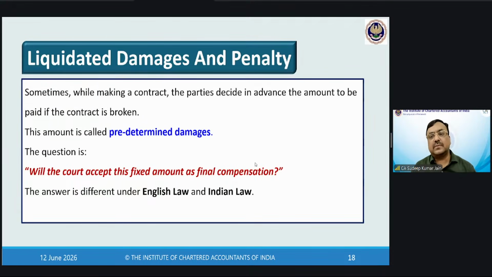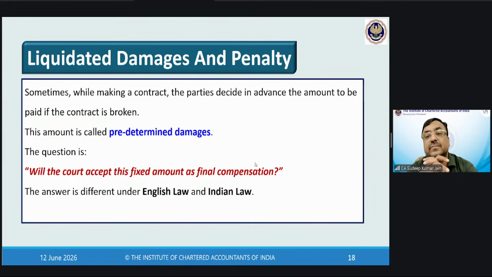Before the break, we were discussing prefix damages, the damages decided at the time of contract. If the damages are a reasonable estimate of loss, they are called liquidated damages. If they are very much higher than the estimated reasonable loss, they are called penalty. Sometimes while making the contract, the parties decide in advance the amount to be paid if the contract is broken. This amount is called predetermined damages.